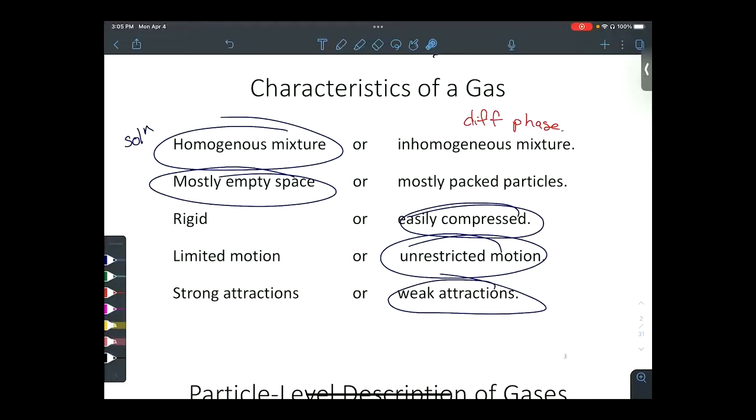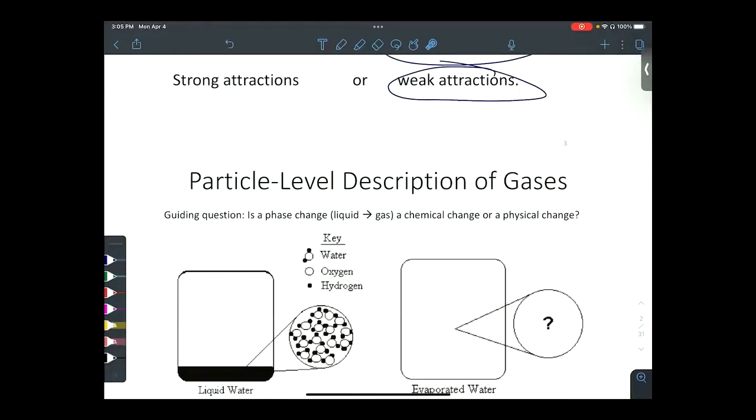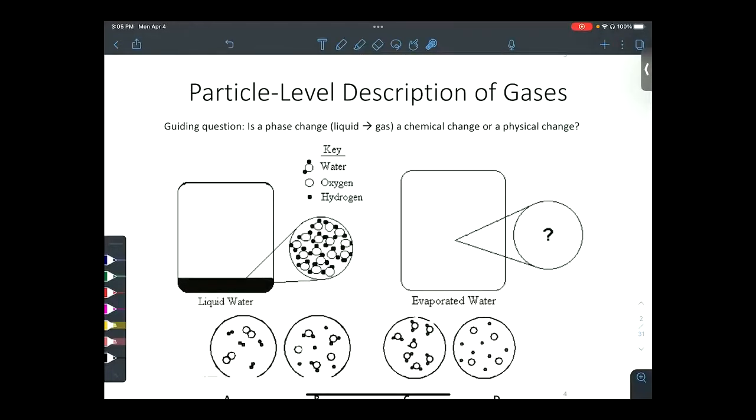Far apart. So if we think about our potential energy diagram, when things are far apart, our distance D goes to infinity, and attractions and repulsions go to 0. So there's very little attraction when particles are very far apart. Okay, particulate level diagram of gases.